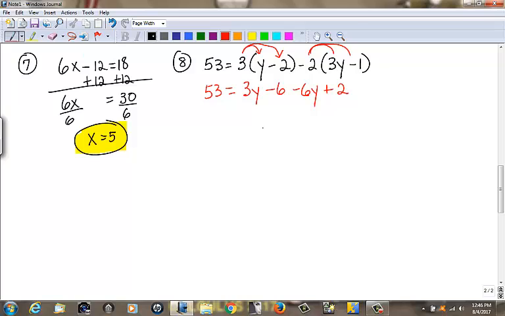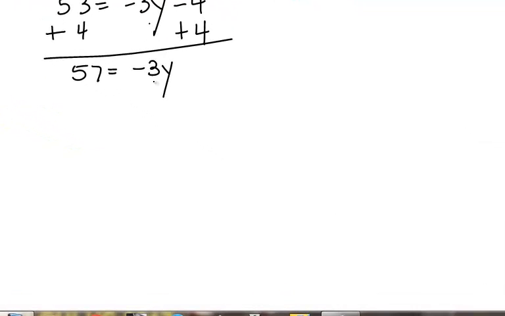Now combine like terms. Okay, so you'd have 53 equals, combine the 3y minus 6y would be a negative 3y. A negative 6 plus 2, take the difference in the sign of the larger one, negative 4. And now get the negative 3y by itself, do inverse operations, add 4 to both sides. Okay, so you get 57 equals a negative 3y.